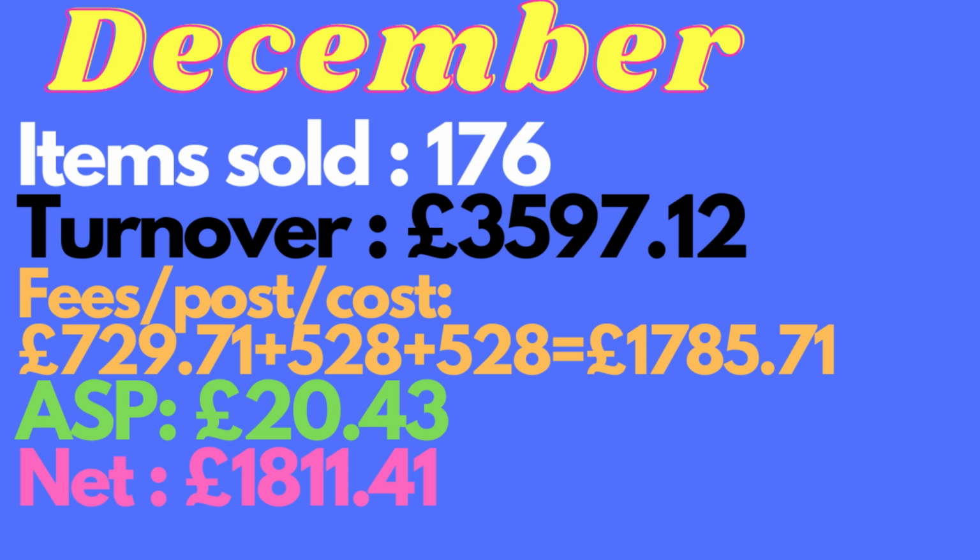I'm still hanging on. If I can hang on to £20, I'll be so happy, because that has been my average throughout this entire year. It's like £20, and then it jumps up to 23, 24 earlier on, goes down a little bit, goes up a bit. So I'm really happy that I've clung on to the £20 ASP. And my net profit is £1,811, which, to be honest, isn't great for me.